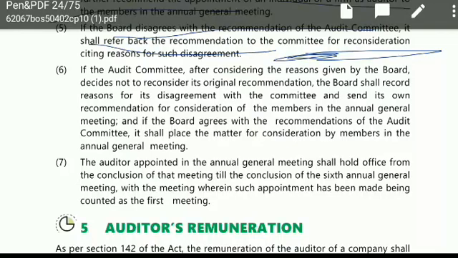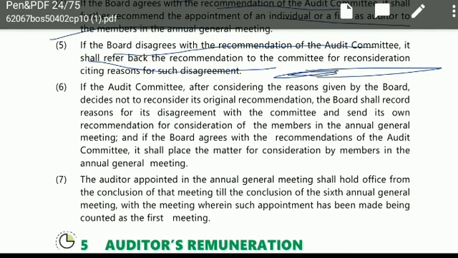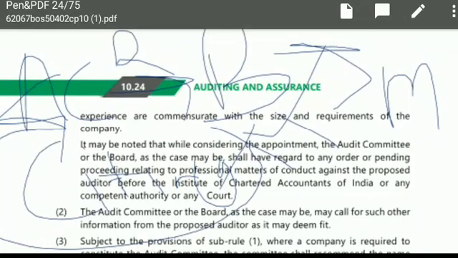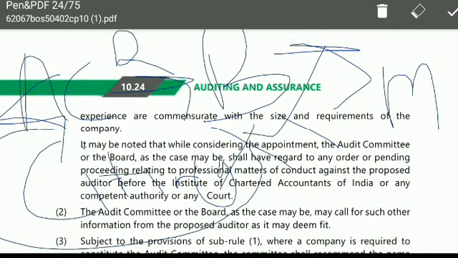Now if the audit committee, after reading and understanding the reasons cited by the board, and after considering the reasons given by the board, decides not to reconsider its original recommendation, they say no, our recommendation will remain the same, and they disagree with the reasons given by the board for not accepting their recommendation. So in that case, the board shall record reasons for disagreement with the audit committee, and then the board will send its own recommendation to the members. Now what has happened is, they have sent back their recommendation and audit committee has disagreed.